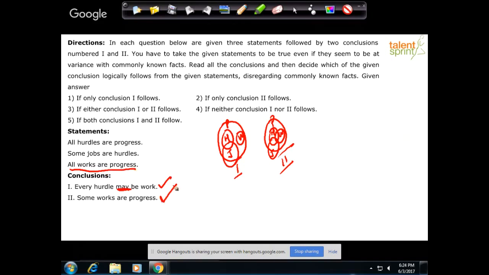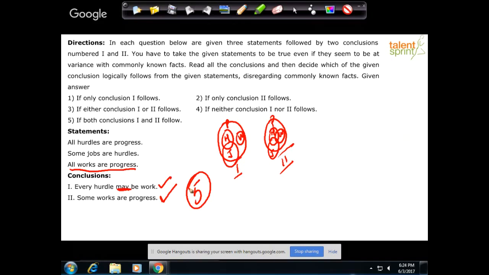So here, boys and girls, the answer is 5. Why? Because both conclusion 1 and conclusion 2 follow. I can see that some of you here are saying that 2 follows. Some of you here are saying 1 follows. And Arun says not understood. Well, Arun, we will discuss it again.